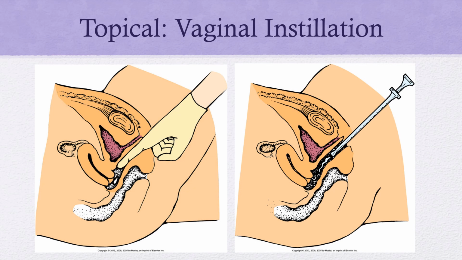Vaginal instillation, you can use a gloved hand, or you can use some type of mechanism to get that medication in. Make sure you're providing perineal care if it's needed. They should lie supine for at least 5 minutes to help with some absorption.